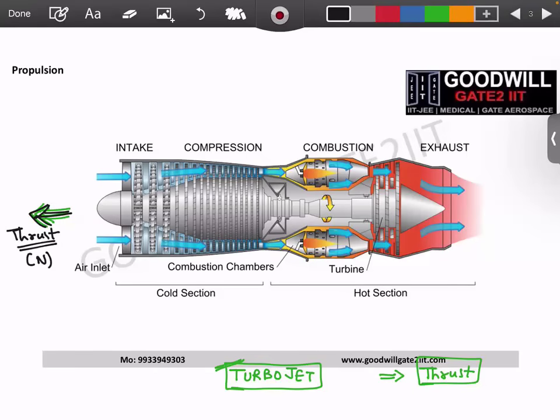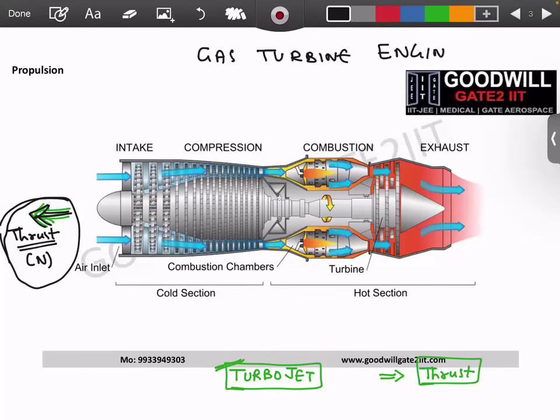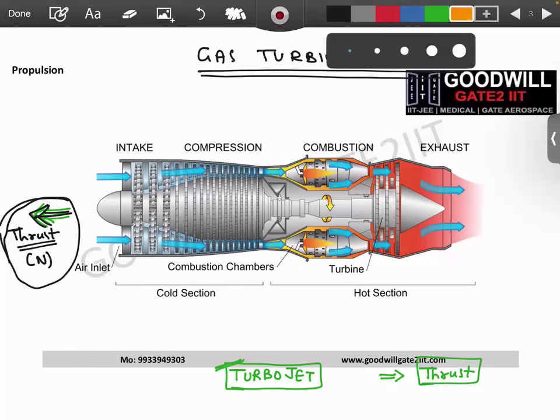Now, to produce this thrust, you need to do some physics, right? You need to produce some force. That means you have to do something in the system. Now, what is the basic gas turbine engine family basics, or the backbone? How does it work?